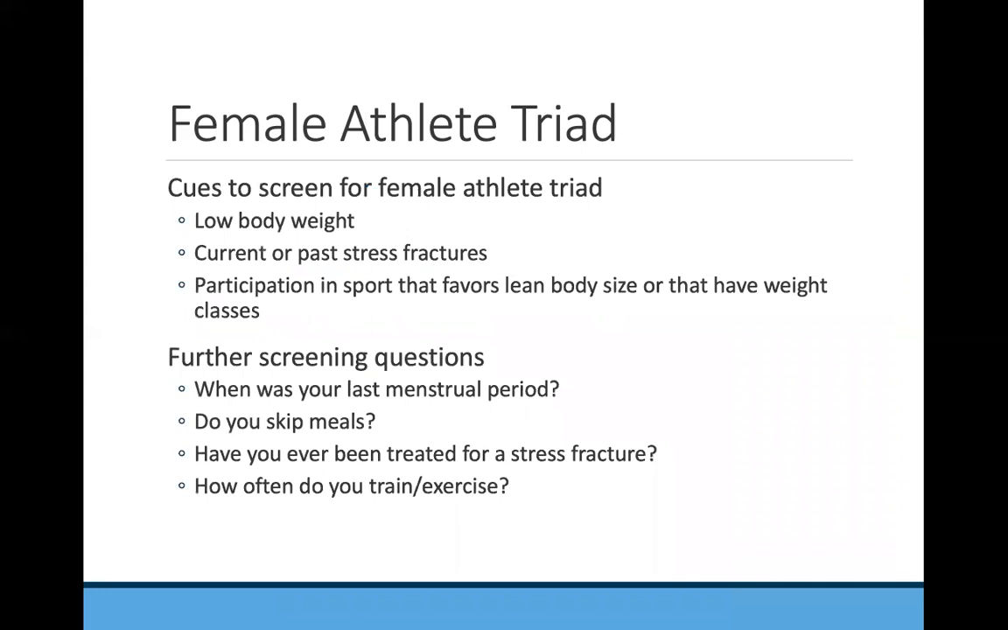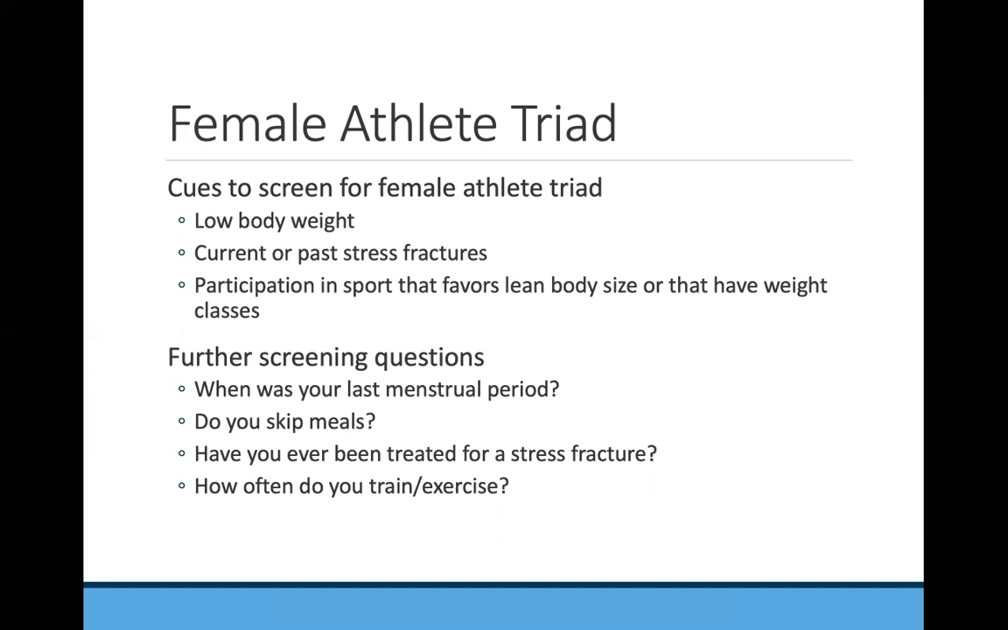If we're concerned that an individual may have the female athlete triad, we want to think about some of the clues that would indicate that we would need to screen further. One includes a low body weight. The second is if they have current or past stress fractures, especially if we're seeing repetitive stress fractures. And then also participation in sports that favor lean body size or that have weight classes. So gymnastics, figure skating, long distance running, and dancing.